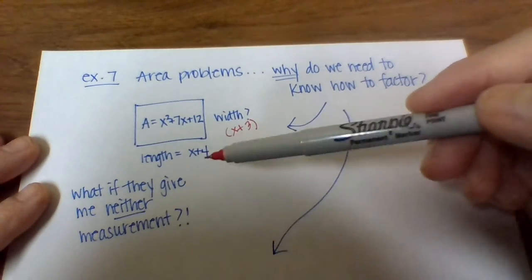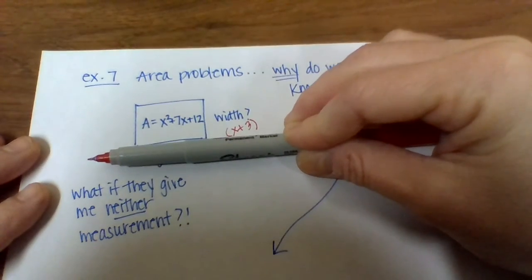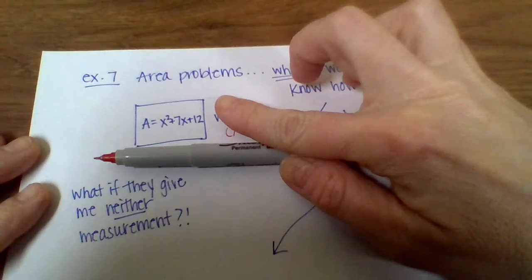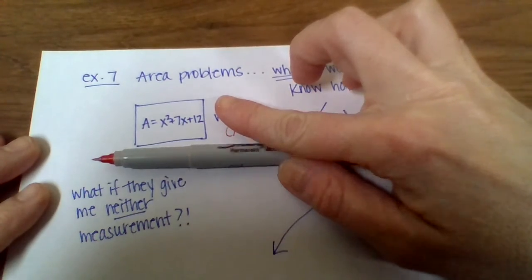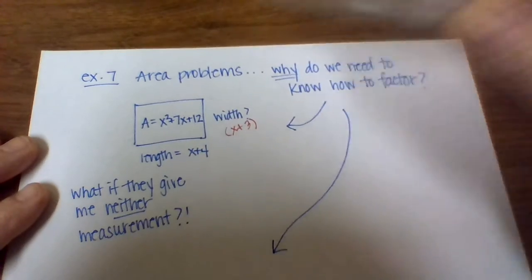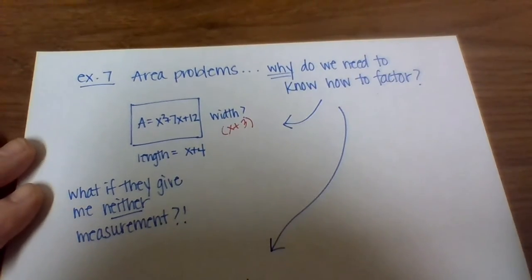Okay, we need to know to factor so that we can find these missing lengths. What if they gave us neither one? Like, what if length wasn't there? And what if width wasn't there? It wouldn't matter. You could still tell me both because all you have to do is factor it and get the two things that multiply out to x squared plus 7x plus 12.